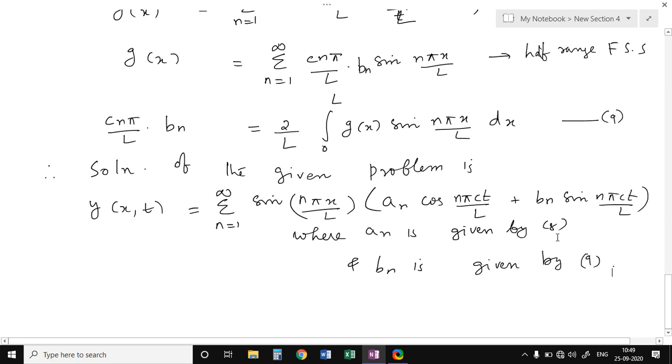So in each and every problem, we have to write the wave equation and then the given boundary conditions and initial conditions, then write down the solution directly. After that, apply initial conditions and boundary conditions and find out the values of the constants and write down the final solution.